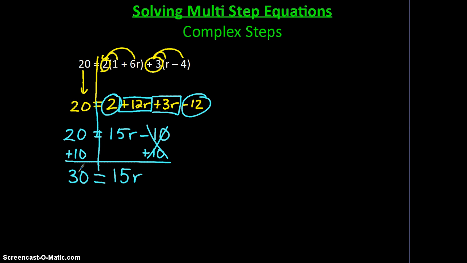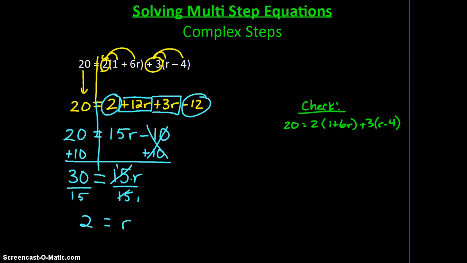Last thing to do here, we want to get 1r. This is a 15 times r. So that means we have to divide by 15. And this is something that we already know how to do. And then 15 divided by 15 is 1. So we actually got that 1r. And now it's 30 divided by 15, which is 2.